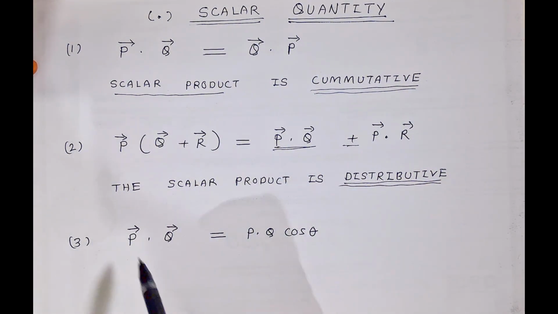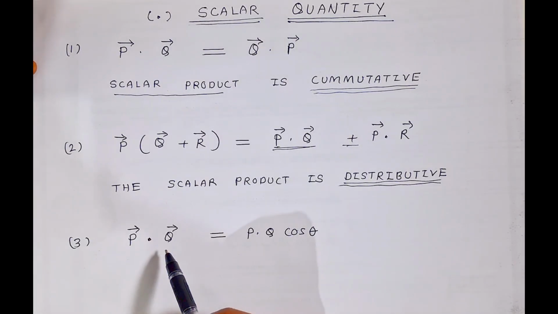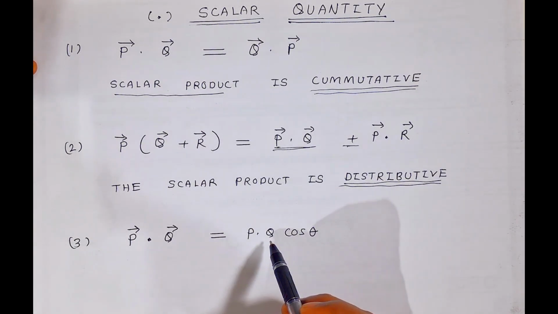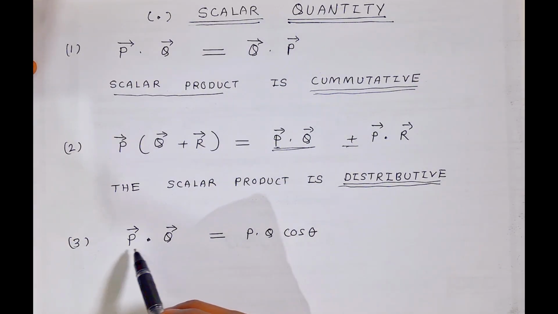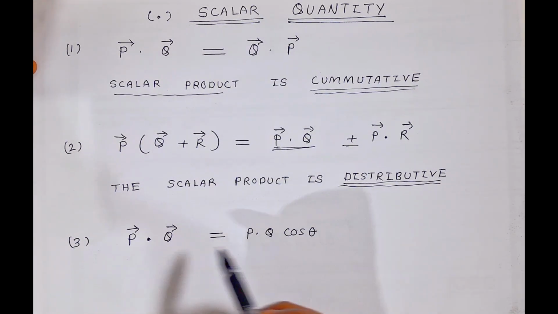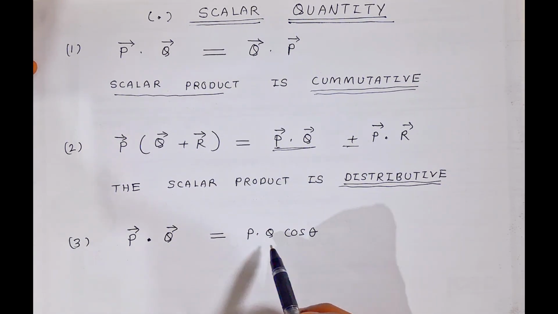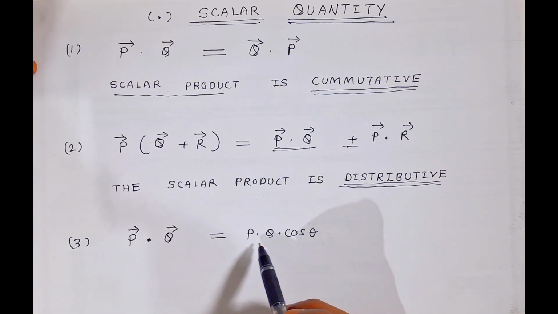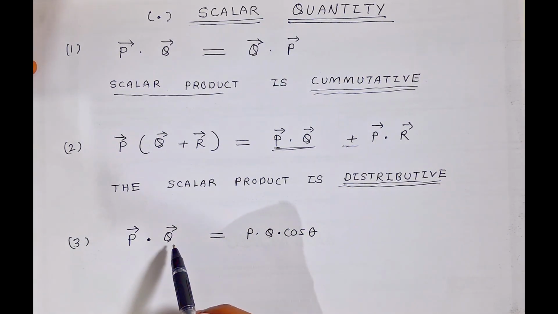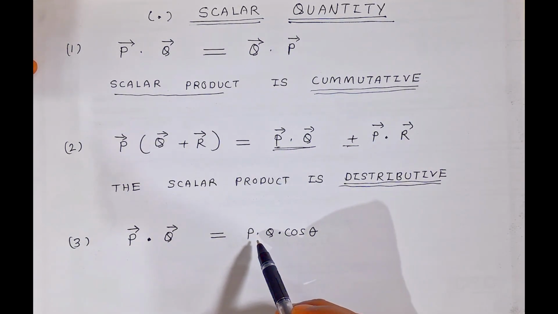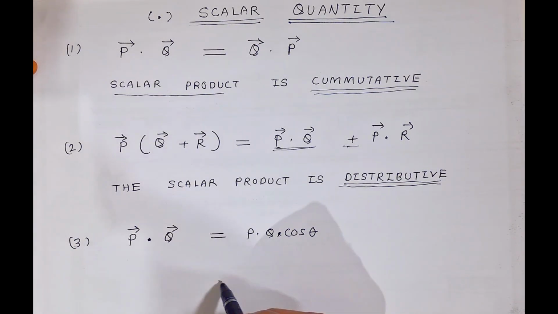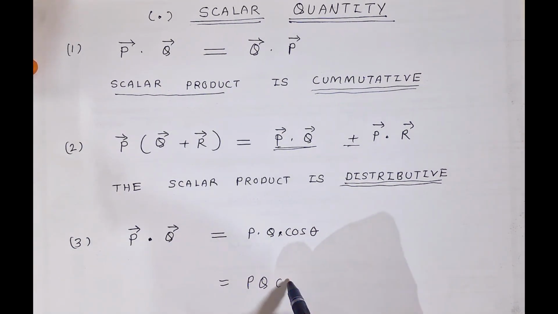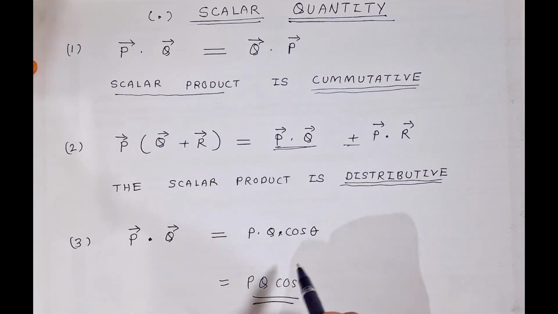Now students, p bar dot q bar is also equal to, in terms of theta, if both the vectors have an angle between them, we get cos theta. It is also a multiplication by cos theta. So p bar dot q bar equals p bar into q bar into cos theta. In general we write it as pq cos theta. Very important property, students.